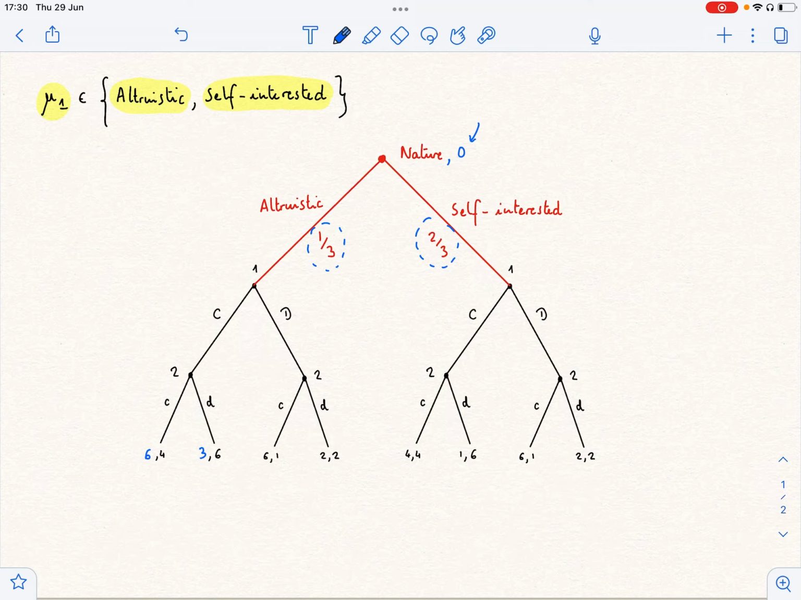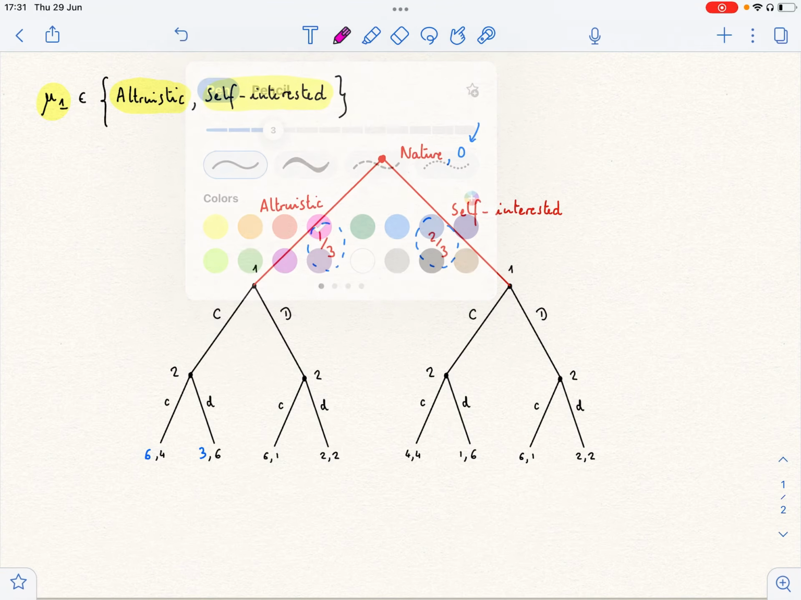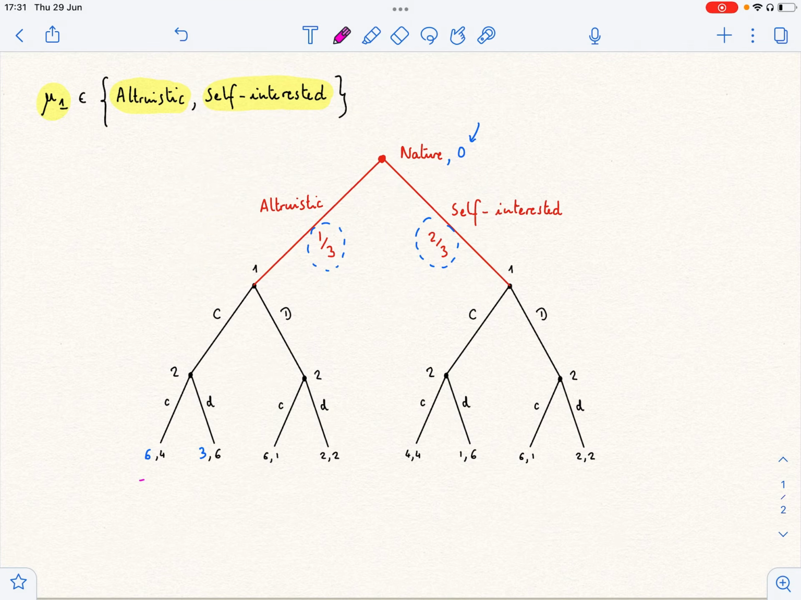And then I just repeated the standard extensive form representation of the prisoner's dilemma. And here I only changed the payoffs down here by saying that the altruistic type gets an extra 2 payoff for cooperating. They really like cooperating compared to the standard case. So we have a 6 here instead of a 4 and a 3 here instead of a 1. That's the only difference I made.